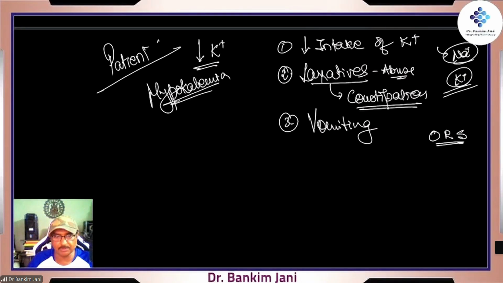Very cheaply available packets, right? Their cost is almost nothing, 15-20 rupees. If it is not available, then take simple plain water, add some salt, add some sugar, and add some lemon if available. That is the best thing, give that. They will be fine. So that is vomiting.